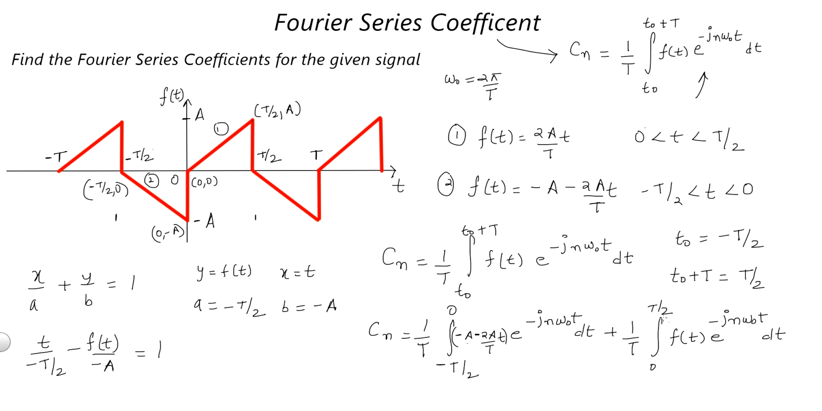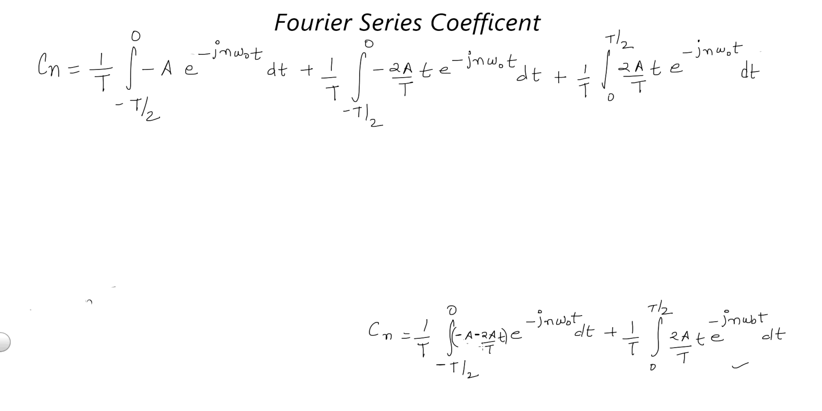Now in the second integral, from limit 0 to capital T by 2, the function f(t) is equal to 2a by capital T into small t. So here also we need to substitute this value of the function. Now we just need to integrate both integrals for finding the Fourier series coefficients. So I am rubbing the rest. We need to evaluate only these two integrals. I have also split this first integral into two different integrals.